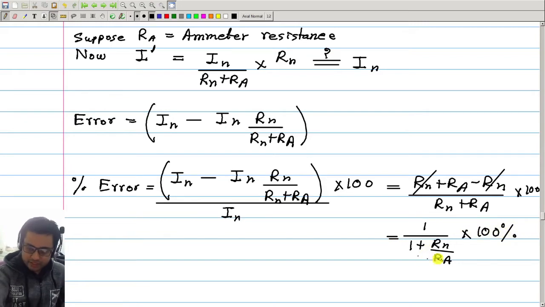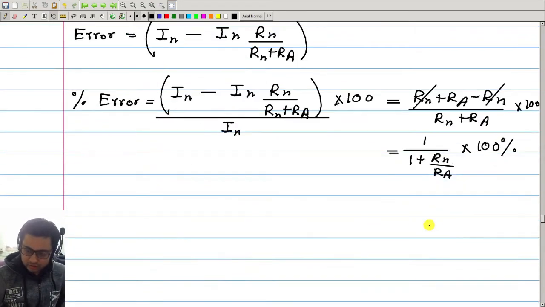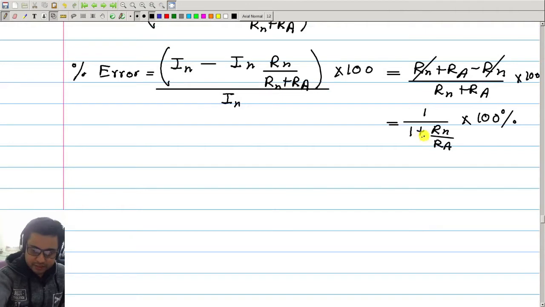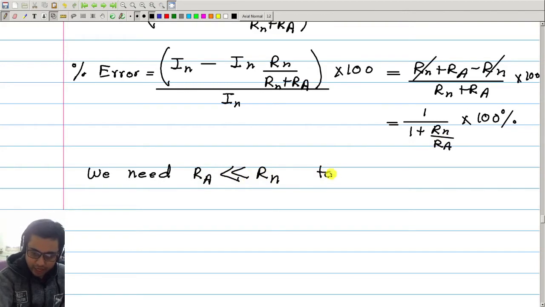Now we want this to be small. We want this quantity to be as small as possible. So we want this denominator, Rn by Ra, to be very large. We need this quantity to be very large. That means Ra much smaller than Rn to have low percentage error.